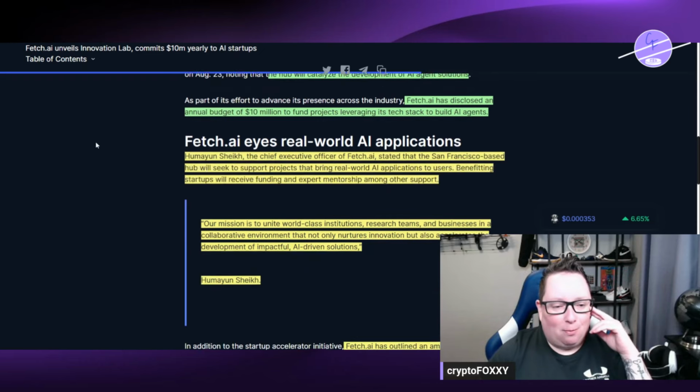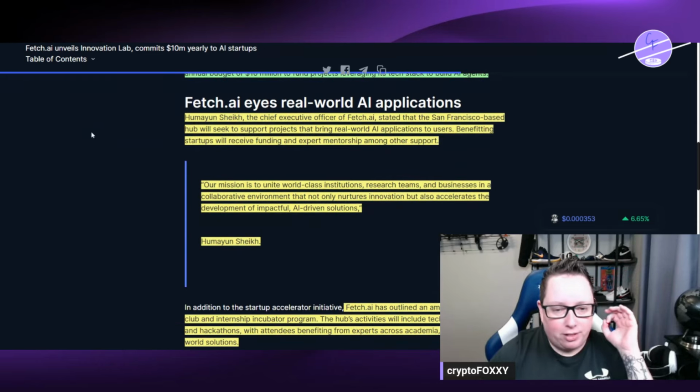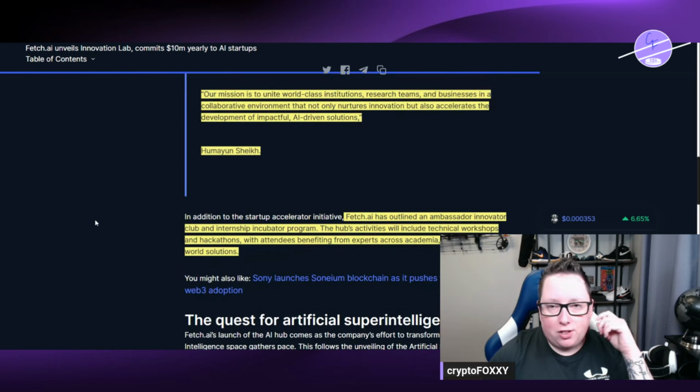Sorry about that. So Humayun Sikh is the chief executive officer at Fetch.ai, and he stated that the San Francisco-based hub will seek to support projects that bring real-world AI applications to users. Benefiting startups will receive funding and expert mentorship, among other support. And this is his words exactly: Our mission is to unite world-class institutions, research teams, and businesses in a collaborative environment that not only nurtures invention, but also accelerates the development of impactful AI-driven solutions.